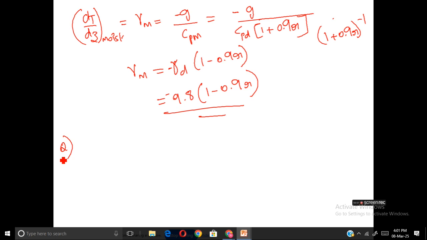So in case of moisture, it will become g by Cpm, where Cpm is a specific heat constant for moisture. Then we found the value of Cpm, and after substituting it, we got the moist adiabatic lapse rate as gamma m is equal to the dry adiabatic lapse rate into 1 minus 0.9 into R. 0.9 is basically the ratio between the specific heat constant for dry air divided by the specific heat constant for water vapor, and R is the mixing ratio.